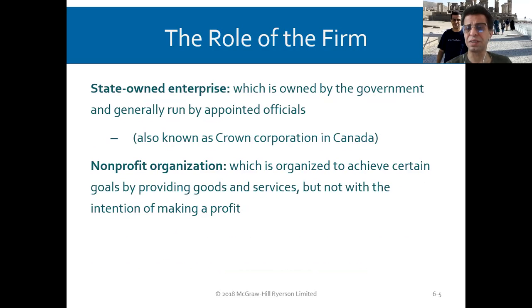And then you have the state-owned enterprise, which in Canada is called a Crown Corporation, owned by the government and generally run by appointed officials. I know there's the landline, the post office, the trains. They are all Crown Corporations, CBC included.